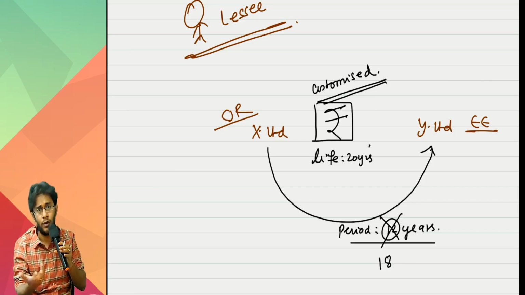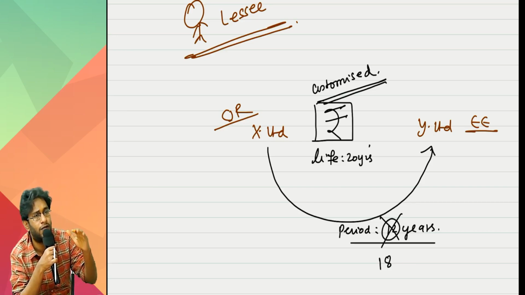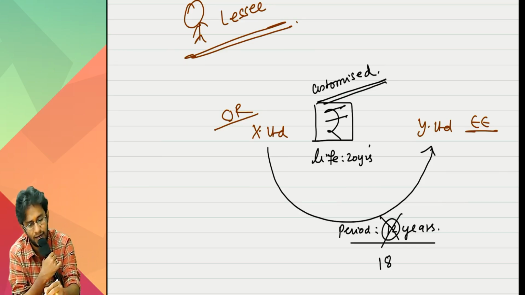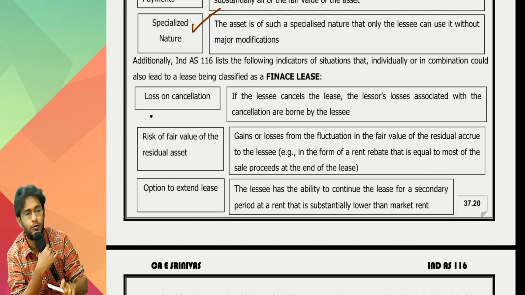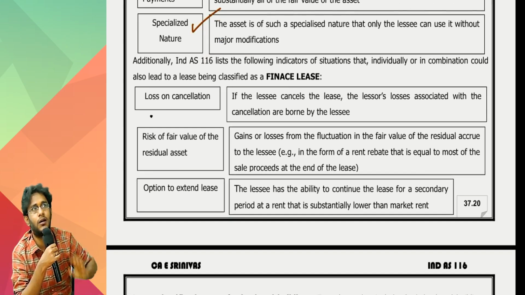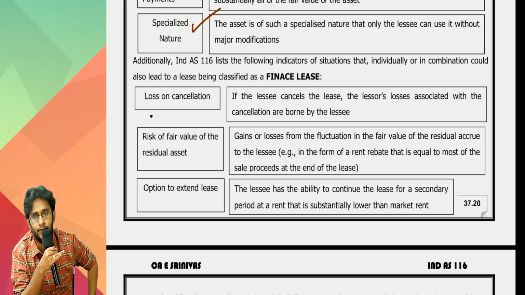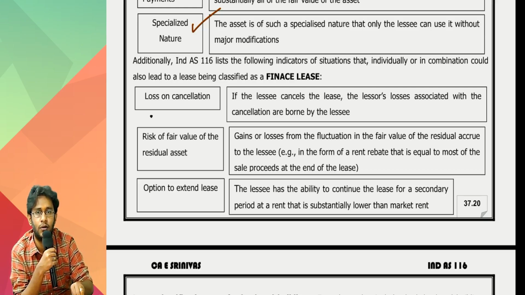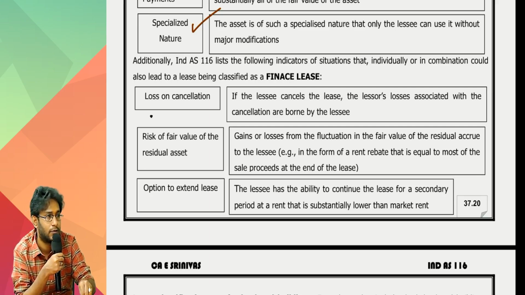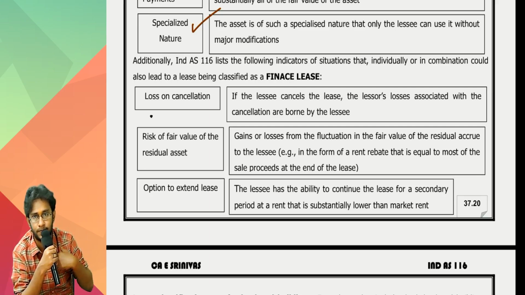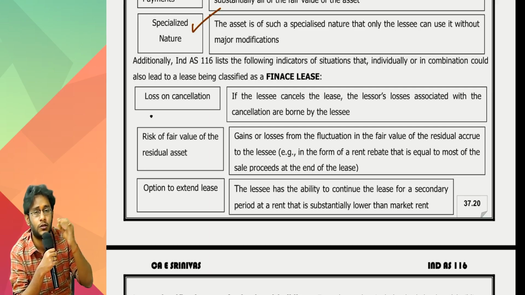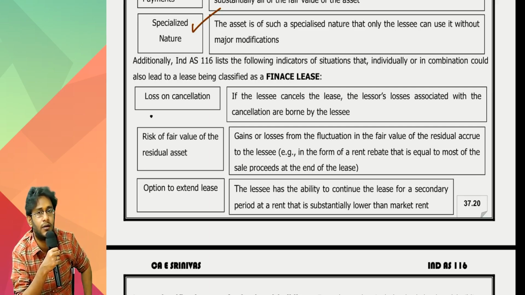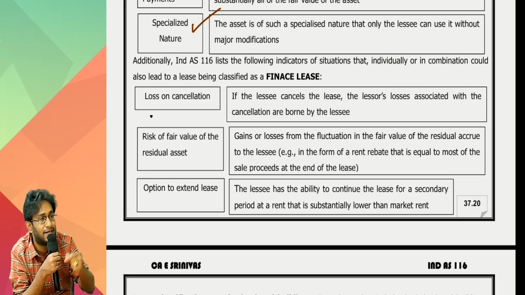So secondary indicator always means you should give it less preference. Now what are the secondary indicators? Very easy. First one, loss on cancellation. Suppose the lease contract is cancelled, and because of this cancellation the lessor suffers any loss, because a used asset will come back to me, from the lessor's point of view. Whatever losses the lessor suffers because of cancellation, who has to pay that loss? The lessee has to pay up.